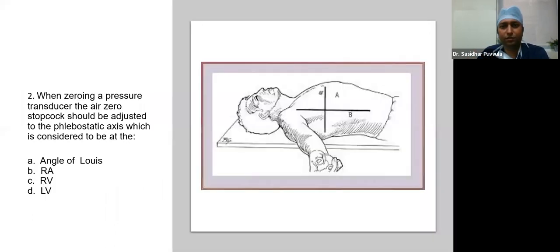I'll go to the next question. When zeroing a pressure transducer, the stopcock should be adjusted to the phlebostatic axis. The phlebostatic axis represents which part? What does the phlebostatic axis represent?